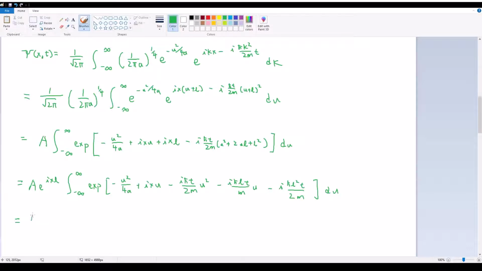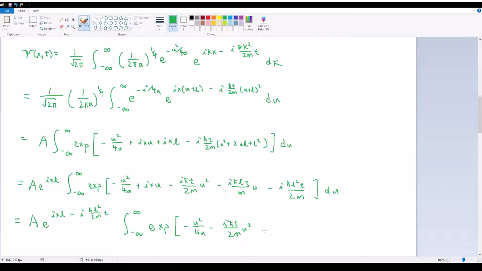This is going to give me A e to the i x l minus i h bar l squared over 2m times t. And then our integral from negative infinity to infinity of exp to the, and I'm going to rearrange the terms a little bit, negative u squared over 4a minus i h bar t over 2m times u squared.